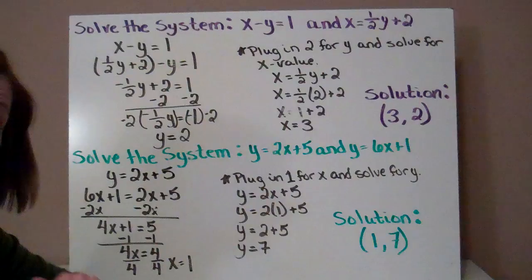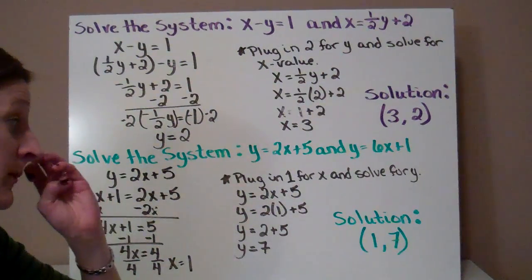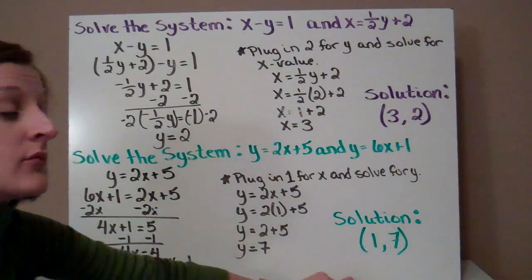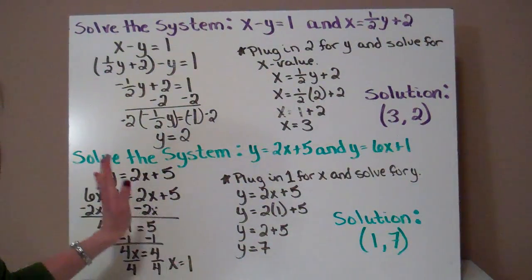Remember, you write your x first and your y in your coordinate point. So my solution is 1, 7. Remember, we write those with parentheses on either side.